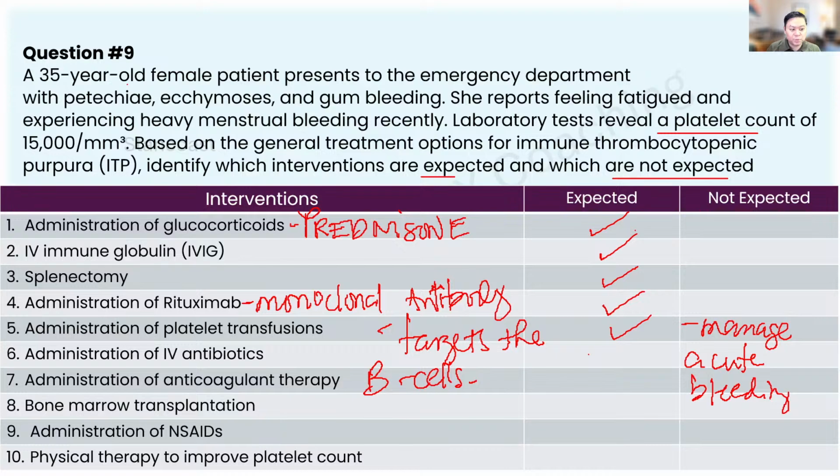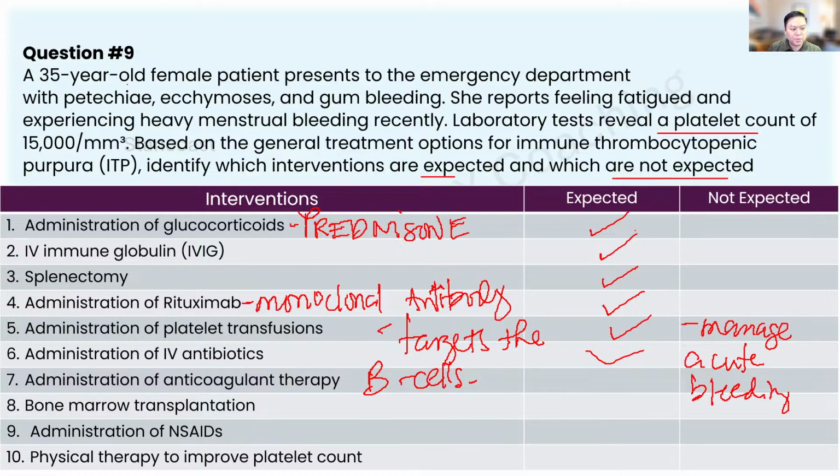Remember about the H. pylori, guys. I just want to make sure that you are reviewing. H. pylori infection can cause that immune response that can now destroy the platelet. So if there is a positive H. pylori infection, then we are going to treat the patient with the IV antibiotics. So this is going to be expected as well. Administration of antibiotics.